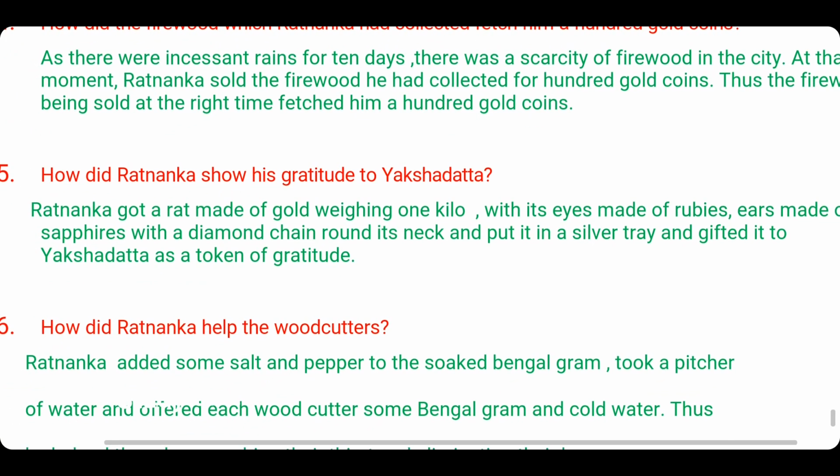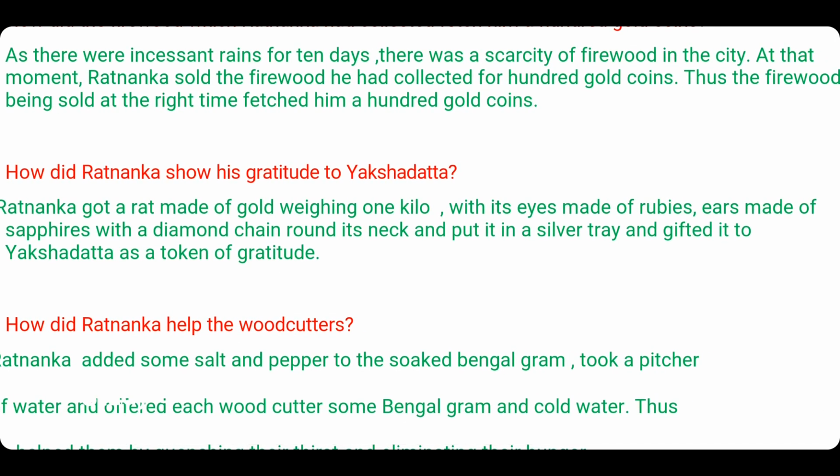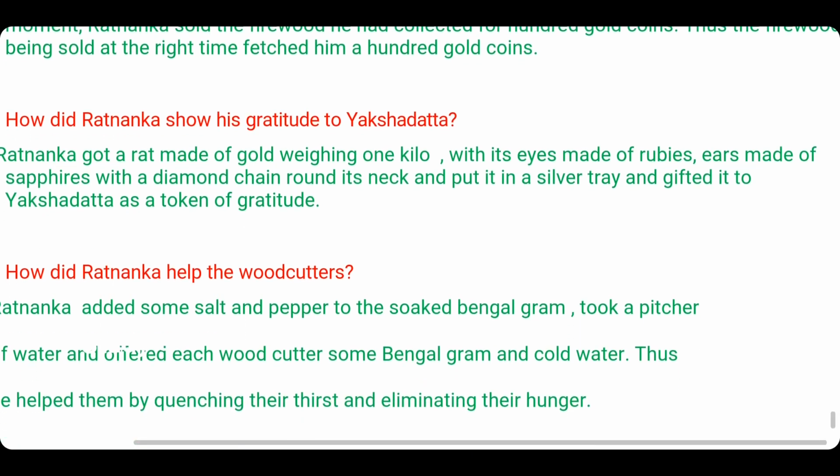On to the fifth question. How did Ratnanka show his gratitude to Yakshadatta? Ratnanka got a rat made of gold weighing 1 kilo, with its eyes made of rubies, ears made of sapphires, with a diamond chain round its neck, and put it in a silver tray and gave it as a gift, or gifted it to Yakshadatta as a token of gratitude.